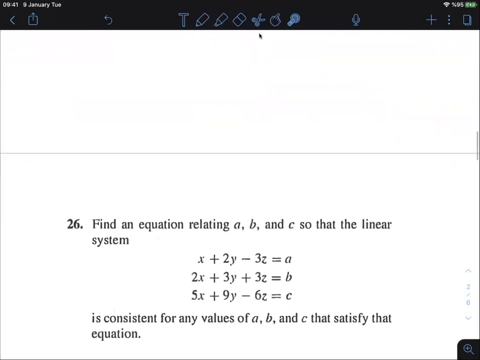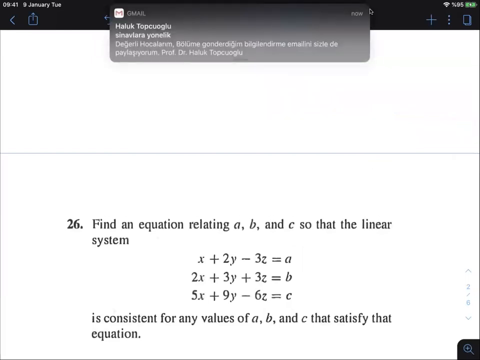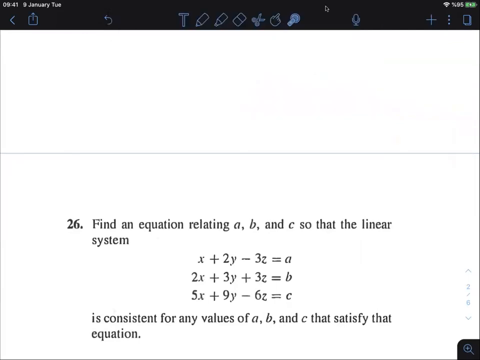Find an equation relating A, B, and C so that the linear system is consistent for any values of A, B, and C that satisfy that equation. Okay, so we're trying to find when this system is consistent. When does it have solutions? Consistent means having solutions.